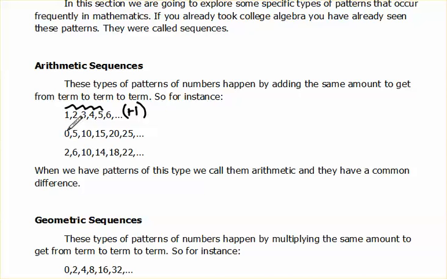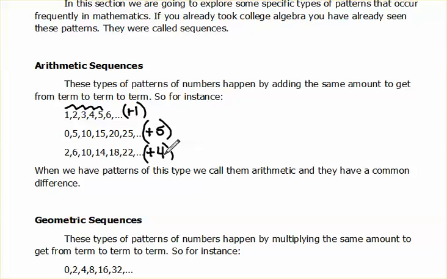The second one is also an arithmetic sequence. Can you tell what it is that we are adding to get from one term to the next? Looks like we're adding 5, doesn't it? So that's what makes this an arithmetic sequence, because we're adding the same amount each time to get from term to term. Now what about something like this? We have 2, 6, 10, 14, 18, 22. What are we doing to get from term to term here? It looks like we're adding 4 to get from term to term. So that's what makes it an arithmetic sequence.